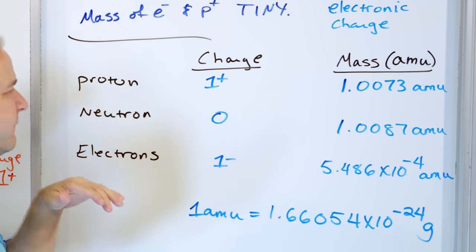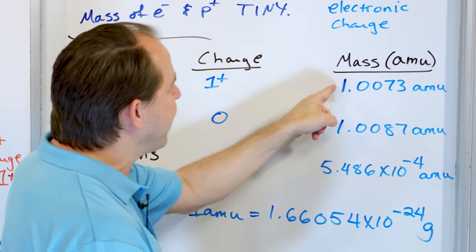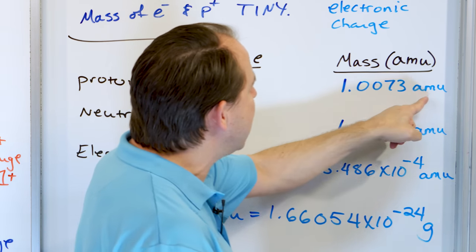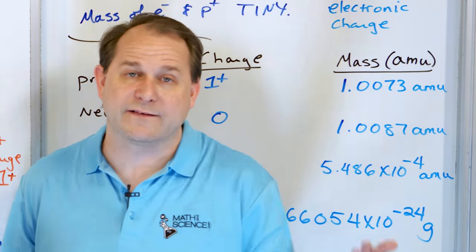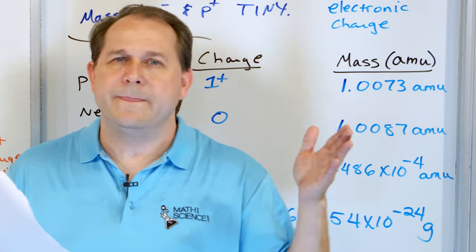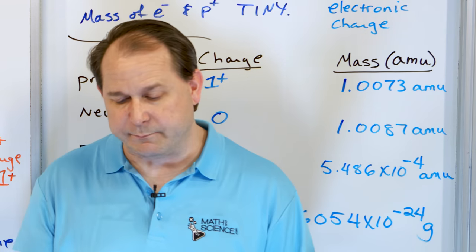Now, in the next topic that we do, we're going to talk a lot more about where this comes from and how it's defined. We're going to talk a little more about the atomic mass unit because I have a totally separate lesson on atomic mass. But for now, just know that these are the masses of the parts of the atom.